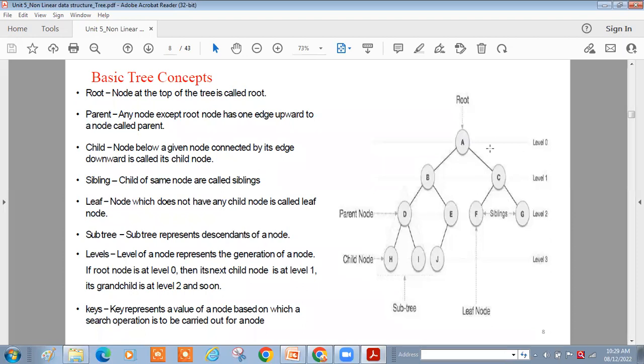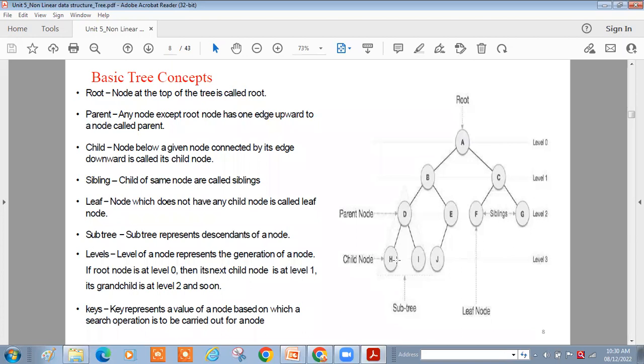Now sibling. The nodes having a common parent, that is, children having a common parent, are called siblings. In a similar manner, here you can observe that these are nothing but children and they are connected with the common node, that is the parent node. So they are called siblings. Sibling means children of the same node.